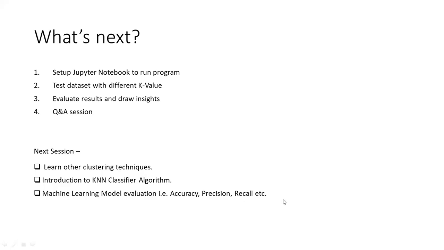So I would like to conclude by summarizing what we have discussed in today's class. It was all about unsupervised learning, why we need unsupervised learning, and the major clustering method we use, which is k-means clustering. We took one example, discussed the mathematics behind k-means clustering, ran the program on Jupyter Notebook, and drew insights out of it.